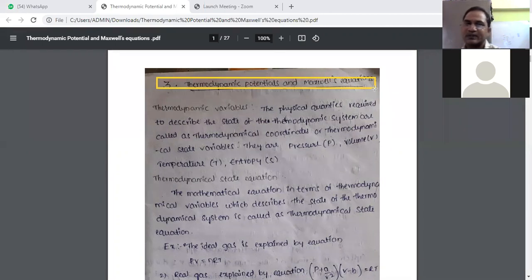Pressure is denoted with P, volume is denoted with V, absolute temperature is denoted by the capital letter T, and entropy is capital S.